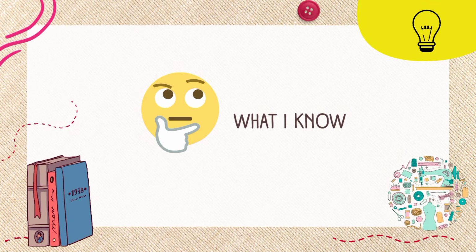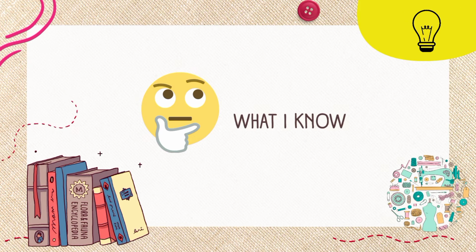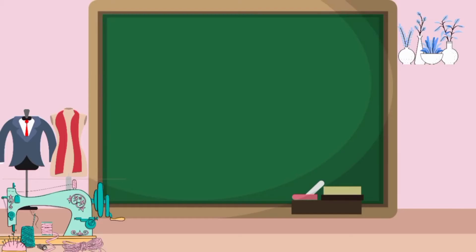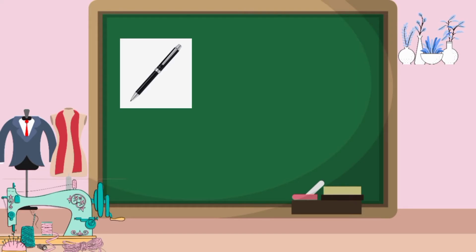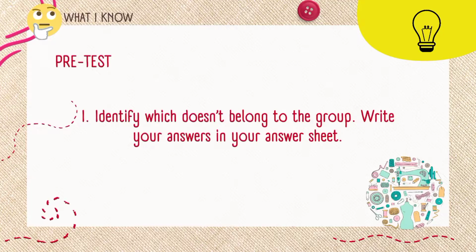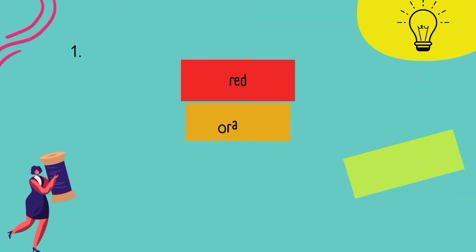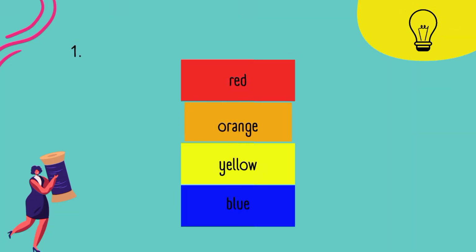To measure how much you already know about the lesson, let's answer the three tests. Ready your pen, paper, and your TLE learning module. For test 1, here is the direction. Identify which doesn't belong to the group. Write your answers in your answer sheet. Number 1. Red, orange, yellow, blue.